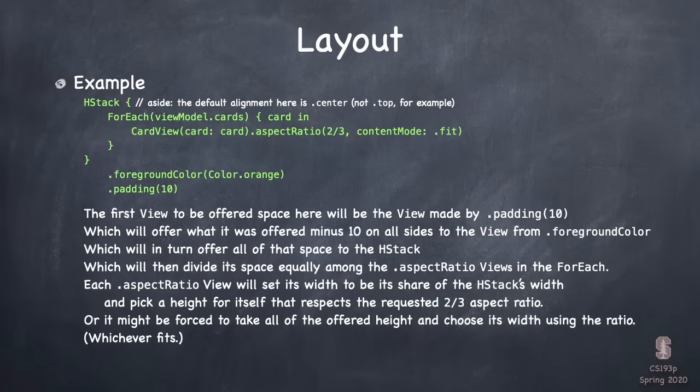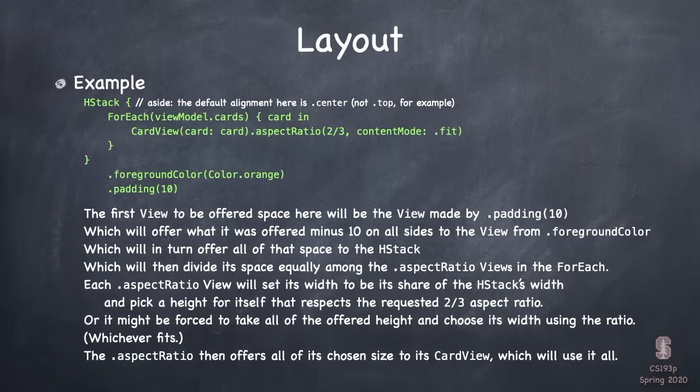Or if the height is limited here, it might be the other way around, where the aspect ratio view takes all of the height it's offered and instead chooses a width that's less to fit. So it could go either way. It depends on whichever is going to fit best in the space that is offered. Then the aspect ratio has picked that size.